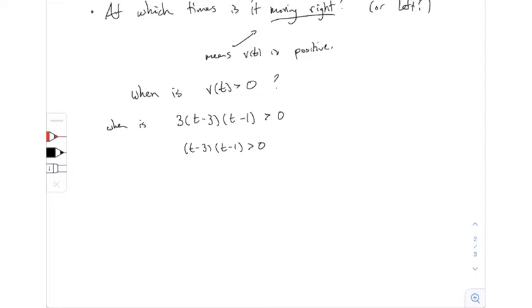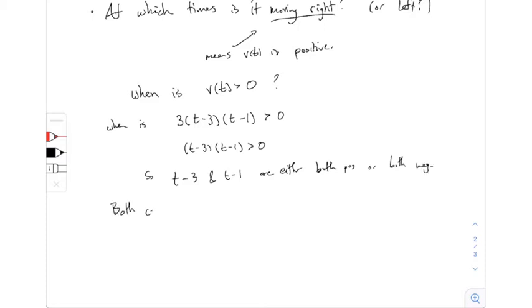When I have two things and their product is positive, it means either each of the two things is positive or they're both negative. If these two things multiply together and it's positive, it means either they're both positive or they're both negative. So I will say t minus 3 and t minus 1 are either both positive or both negative. All right, so let's just consider both of those cases.